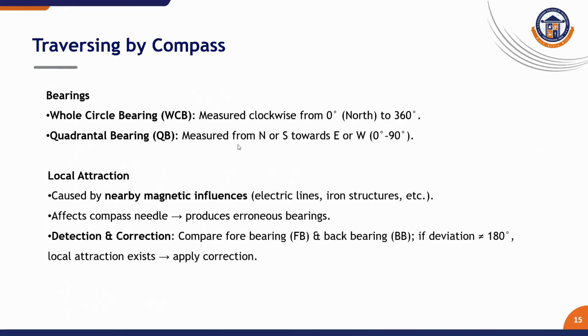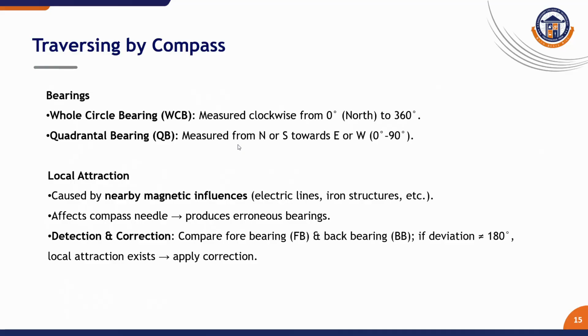In compass work, direction is expressed as a bearing, which is the horizontal angle between the line and the reference meridian. The whole circle bearing system measures the angles clockwise from north, from 0 to 360 degrees. The quadrantal bearing system measures from north or south towards east or west, from 0 to 90 degrees.